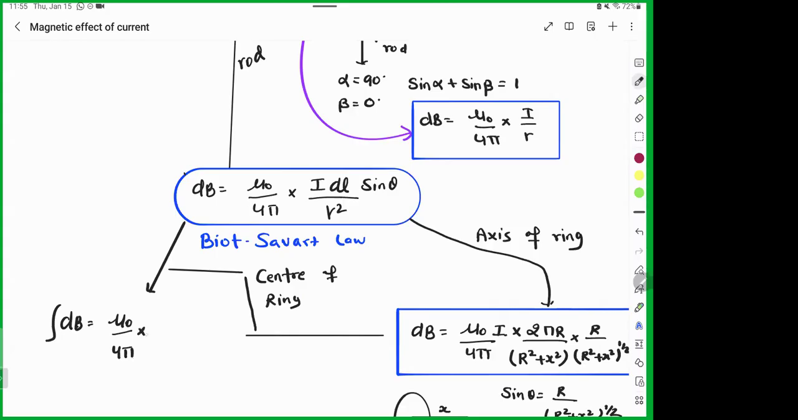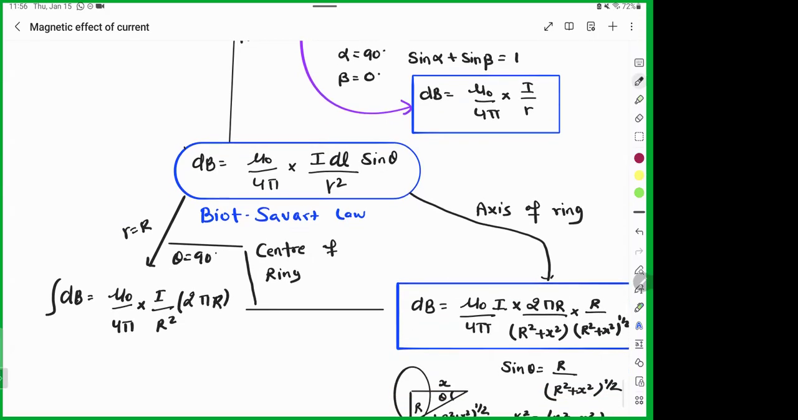Here theta will be equal to 90 degrees. I by r square, and if I am taking r, I will take this r, otherwise you will be confused. Your r value is equal to capital R. It will be r square, and the integration of dl will be 2 pi r. You can use the same thing also here.